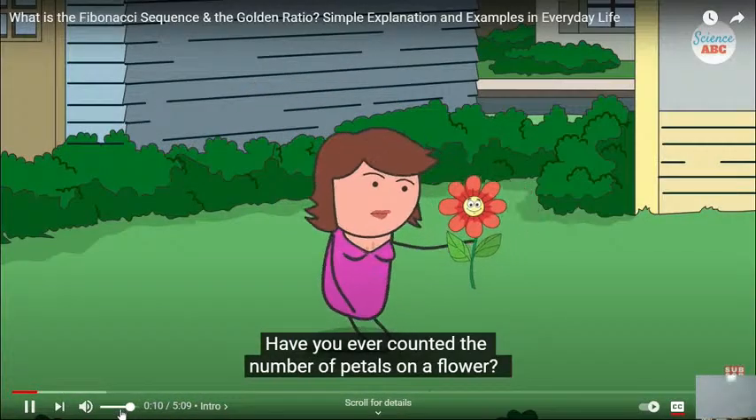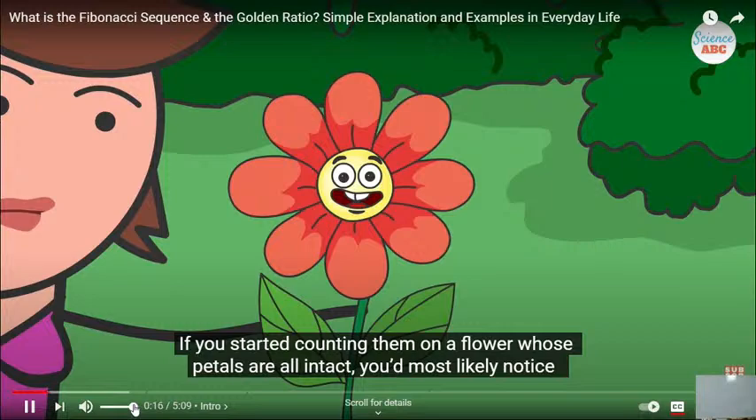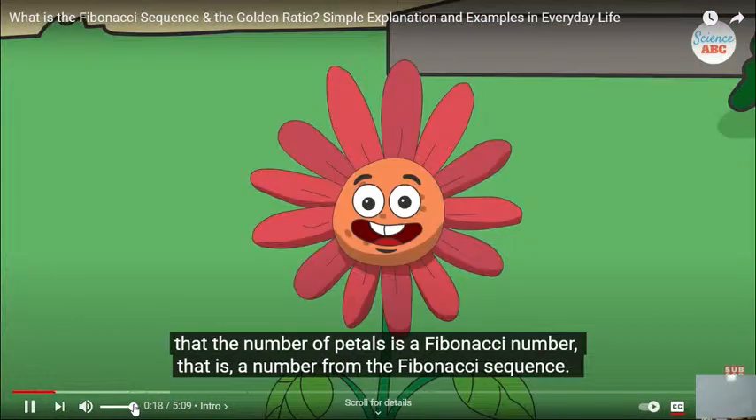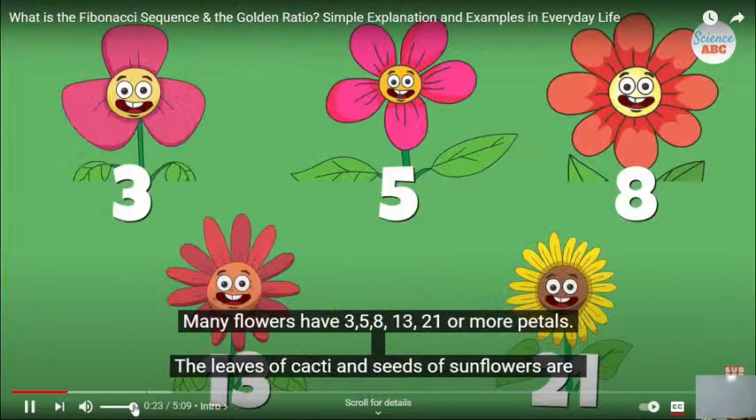Have you ever counted the number of petals on a flower? If you counted them on a flower with petals all intact, you would likely discover that the number of petals is a Fibonacci number. That is, a number from the Fibonacci sequence. Many flowers have 3, 5, 8, 13, or 21 petals, all of which are numbers in the sequence.